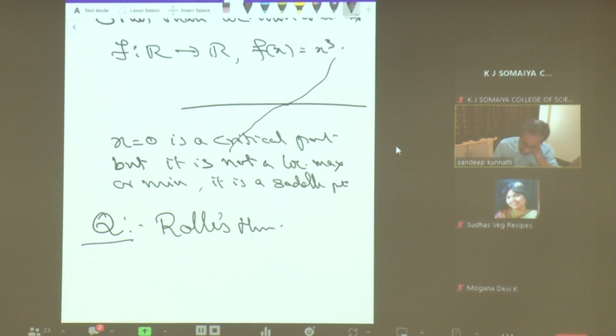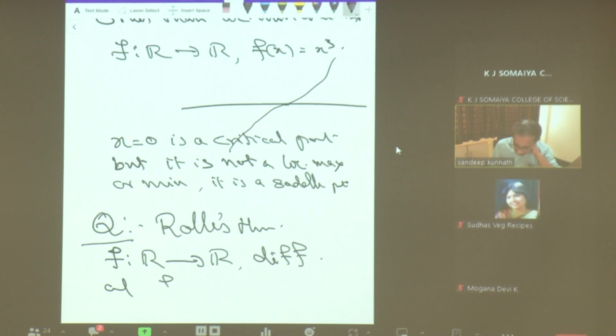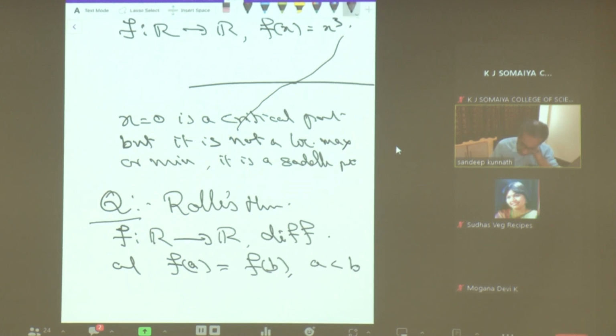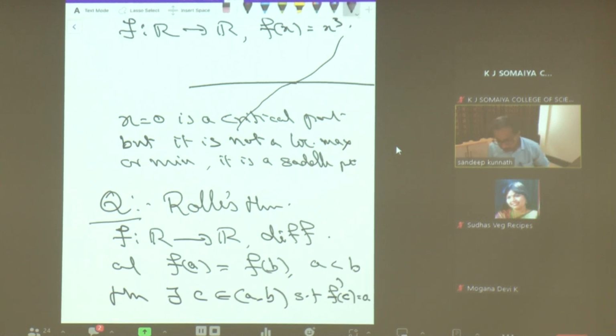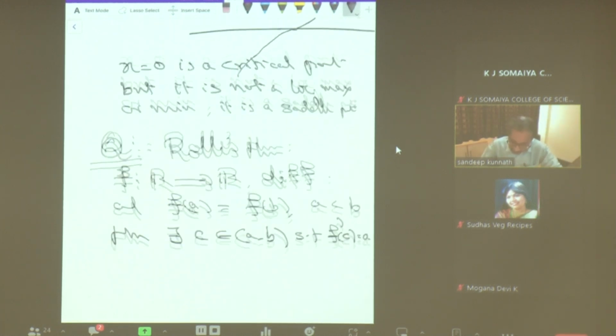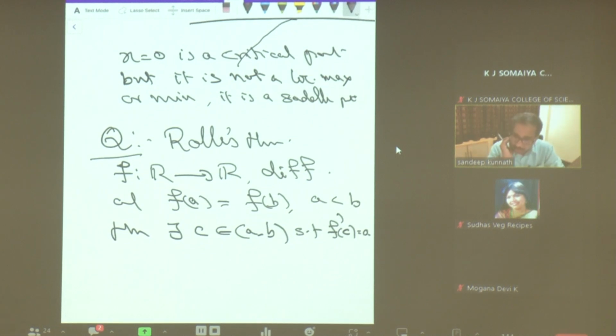What does Rolle's theorem say? Suppose f is from R to R, which is differentiable, and suppose f(a) is equal to f(b) for some a less than b. Then there exists a c in the open interval (a, b) such that f'(c) is equal to 0. This is a theorem. Rolle's theorem is one of the basic theorems you will see, which assures you of the existence of a critical point.